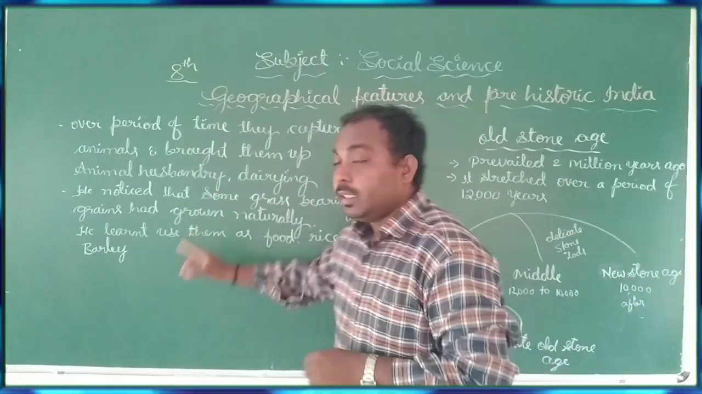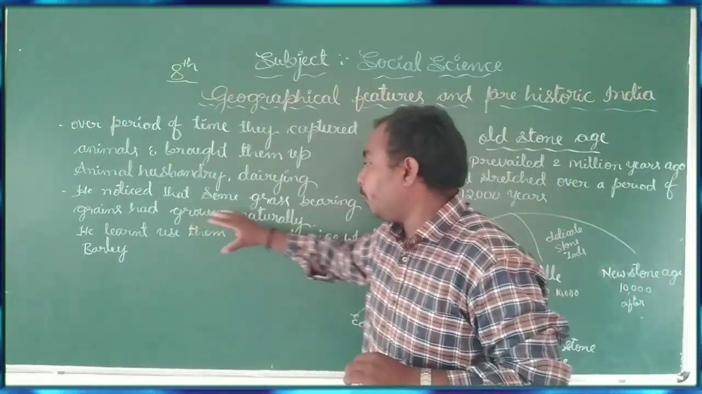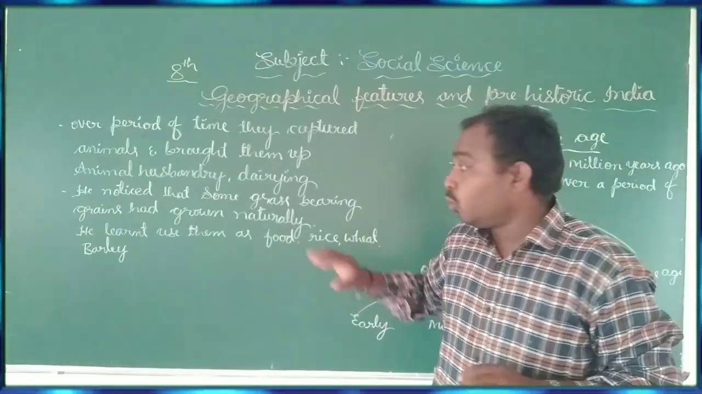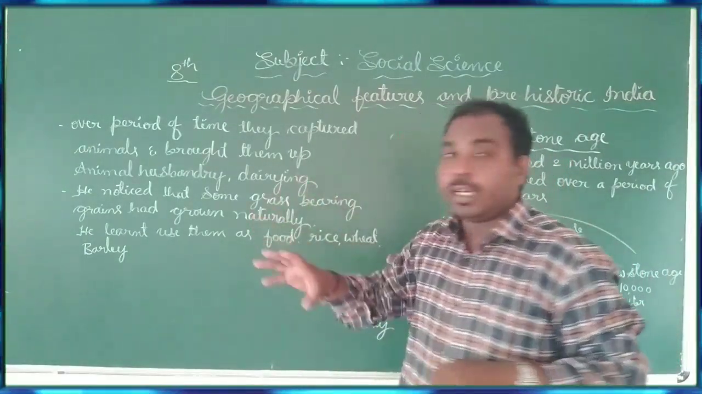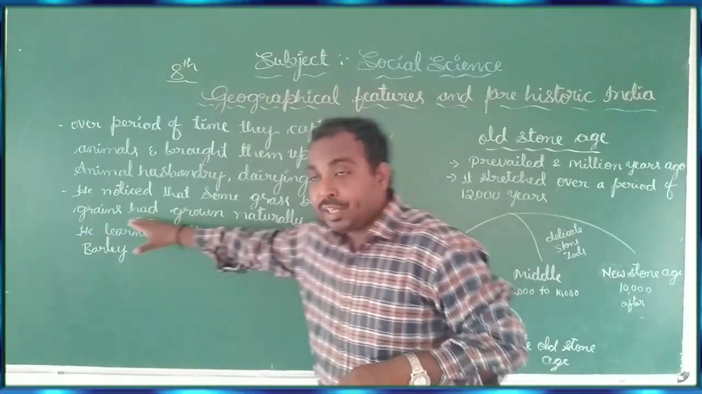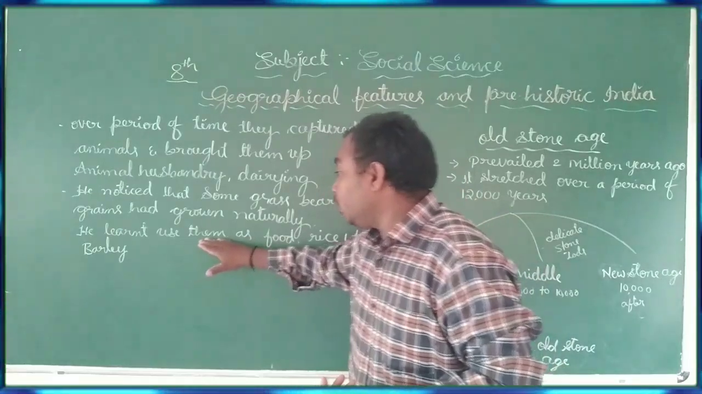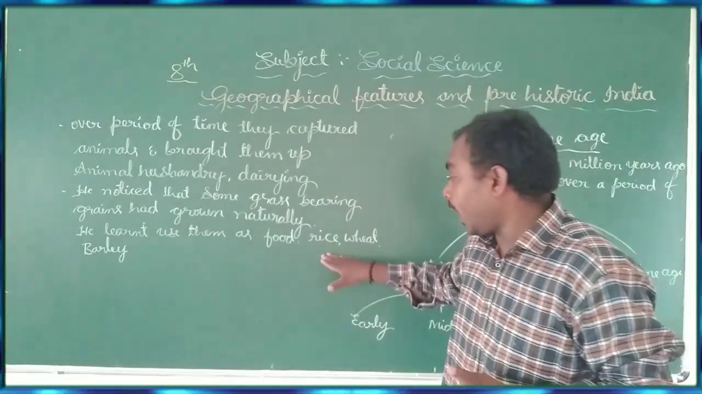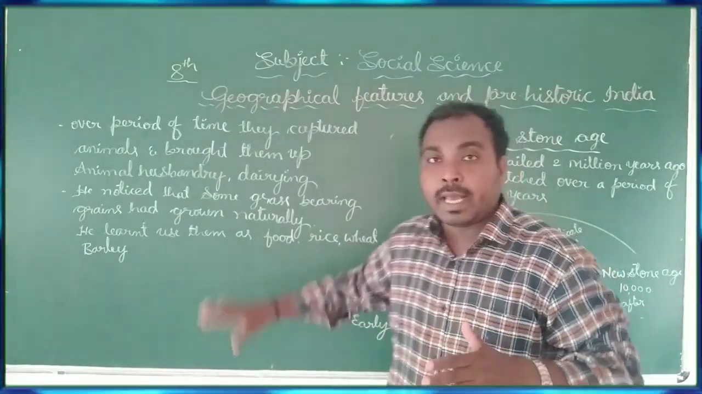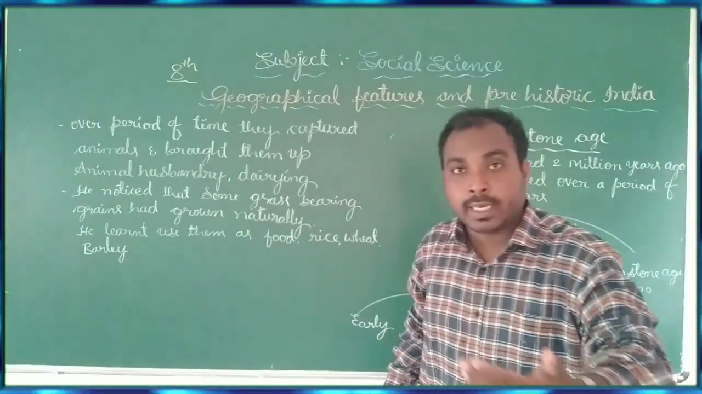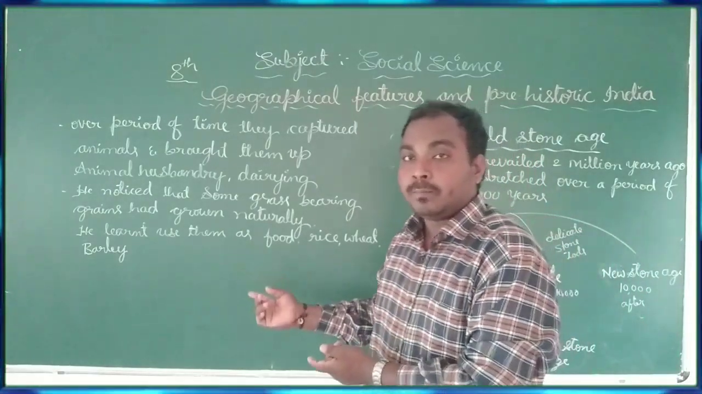Okay, so later he noticed that some of the grass-bearing grains had grown naturally. He started observing nature, and learned to use them as food, especially rice, wheat and barley. He noticed that rice, wheat and barley grew naturally in nature.